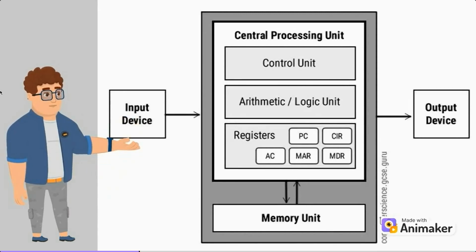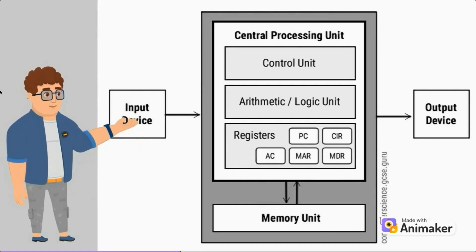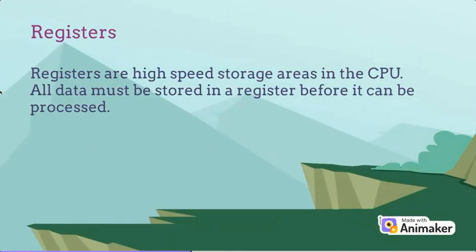The control unit fetches the data, that is from the system memory or the main memory, and then the data is processed by the arithmetic and logic unit sequentially according to the instructions decoded by the control unit. The input and the output units provide interface between the computer and the humans. Registers are high-speed storage areas. All data must be stored within the registers before it can be processed.